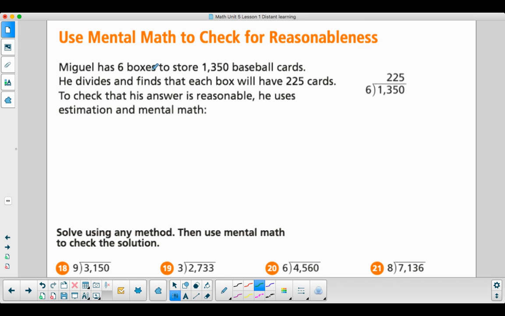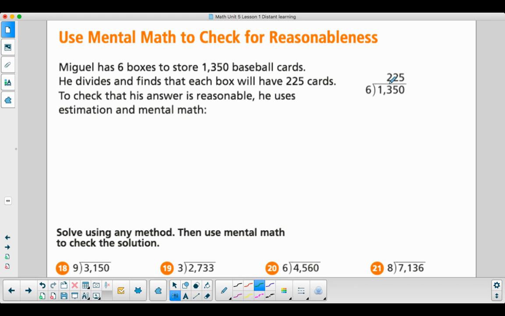All right, the next part of lesson 1 is using mental math to check for reasonableness. They have this math situation where Miguel has 6 boxes to store 1,350 baseball cards. He divides and finds that each box will have 225 cards. Because he has a total of 1,350 cards, he needs to put them in equal groups of 6, so he knew to divide. To check that the answer is reasonable, he used estimation and mental math.